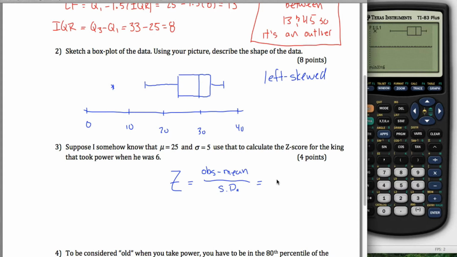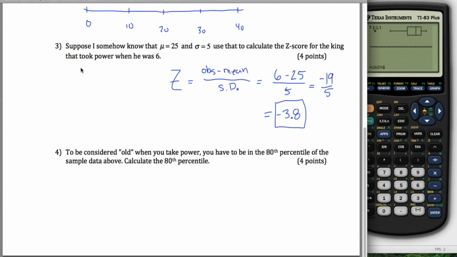So my observation is 6. My mean was 25, that's mu here. And my population standard deviation is sigma, that's 5. 6 minus 25 is negative 19, over 5, which is negative 3.8, I think. Which is my z-score. You probably just punch this into a calculator at this stage and get this answer and call it good. Calculate the z-score. Calculated. Moving on.